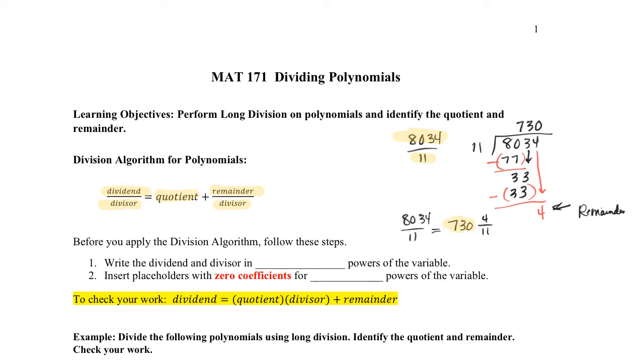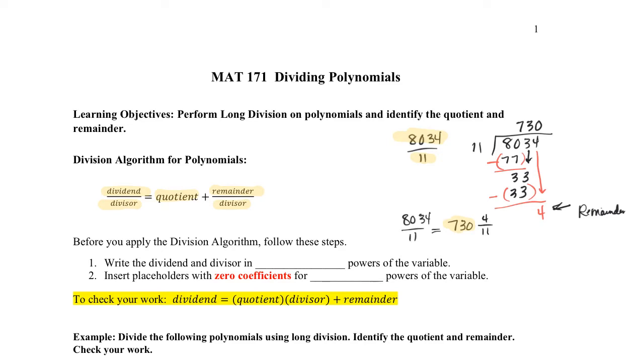Okay, so make sure that you know the names of these terms because I'm going to refer to them for the rest of the notes. And so you need to know which portion is the dividend, what's the divisor, what's the quotient, what's the remainder. Okay, so before you apply the division algorithm, we're going to follow these steps. First thing we're going to do is we're going to write the dividend and the divisor in descending powers.